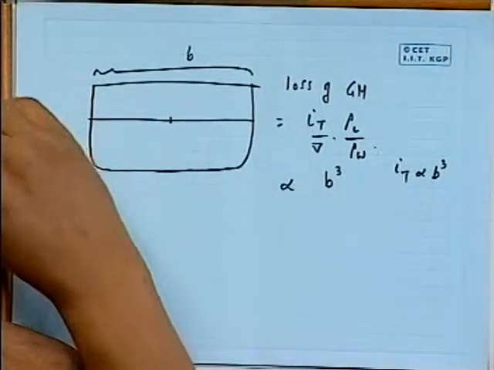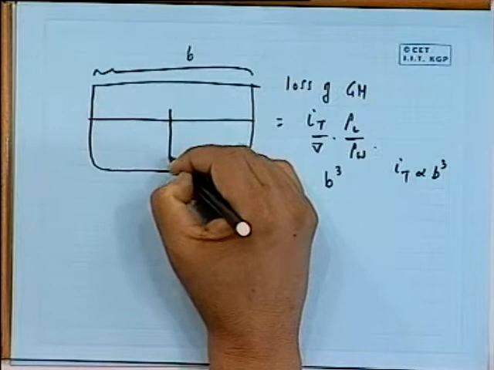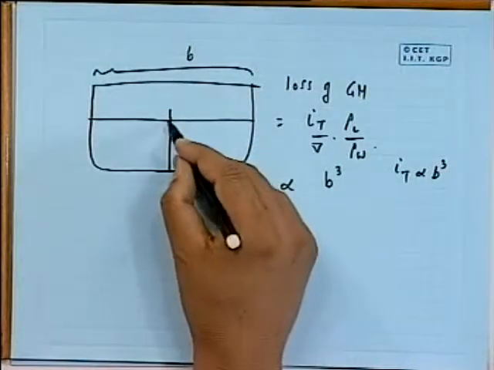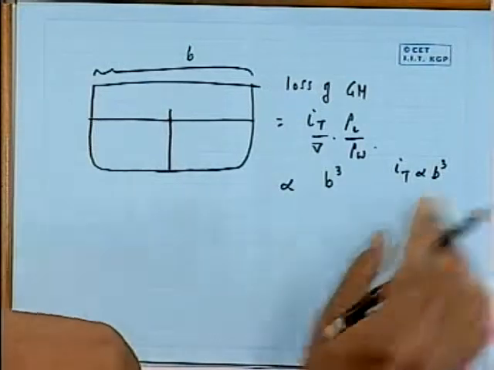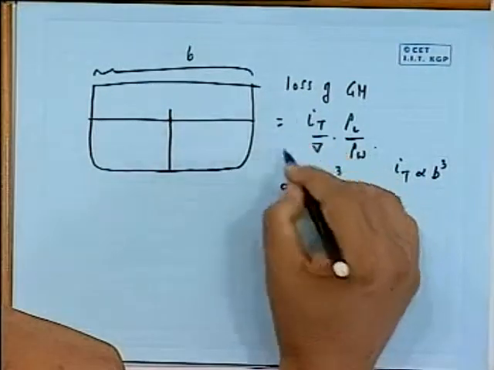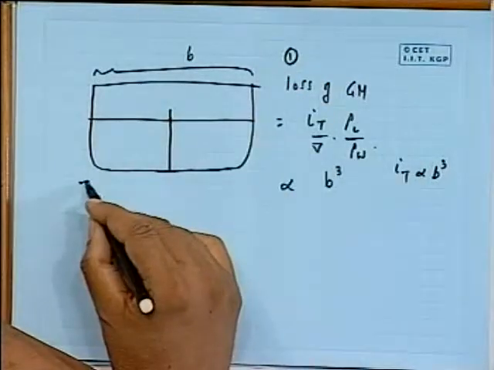Now let us say I have got a tank made here. I have put a partition here, exactly halfway through. I have subdivided that tank. Then what would happen? What becomes of this? Now in this case, this is case 1. Now 2 tanks.